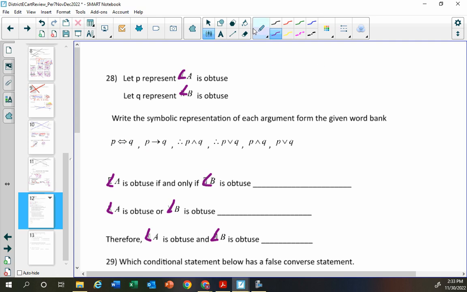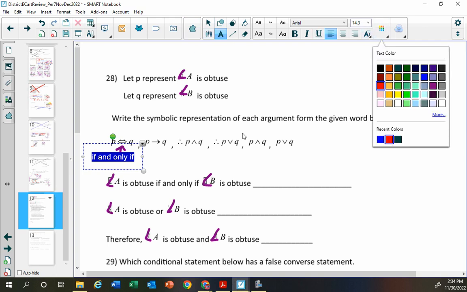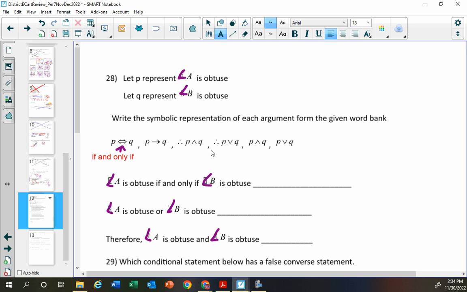The first one, if you see an arrow going both ways, that's the same as if and only if. That's the first one. So if you see an arrow that goes both ways. Now you see this arrow, just a single arrow going one way.